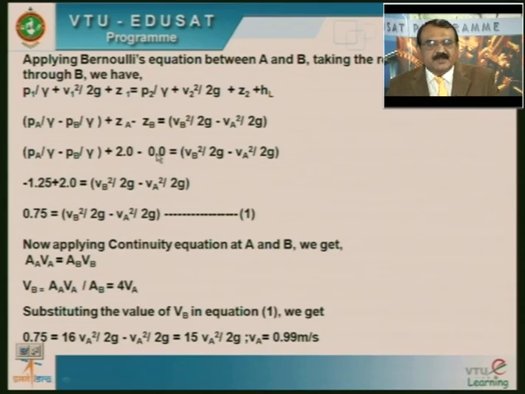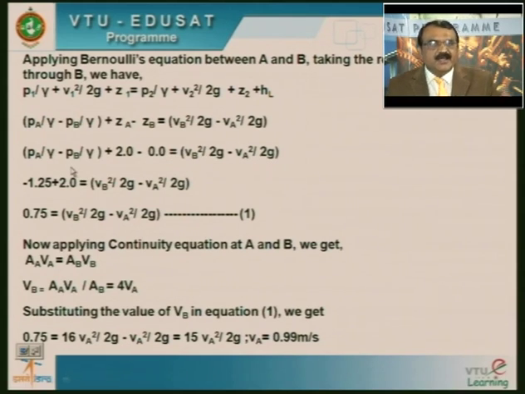Now, ZB is the reference axis or reference line, therefore it is 0. Remember, ZA is at a height of 2 meters. From where do I get this value? This value is given in the problem. Therefore, PA by gamma minus PB by gamma plus 2 minus 0, because this is a datum line with respect to which you are going to measure the value of Z2. Therefore, this becomes 0. That must be equal to VB square divided by 2G minus VA square divided by 2G.